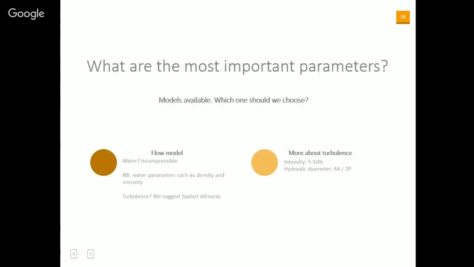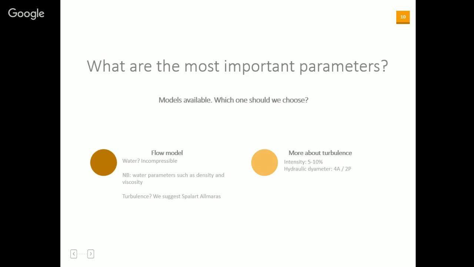What are the most important parameters? What do we have to care about in order to run a CFD simulation correctly? Well, it is very important to take care of the flow models, to think about whether we have to deal with water or air. This influences whether we have to choose an incompressible flow model for water or a compressible flow model for air. It is also important to think about the parameters of the fluid, such as the density, the viscosity, the heat capacities, and so on and so forth.